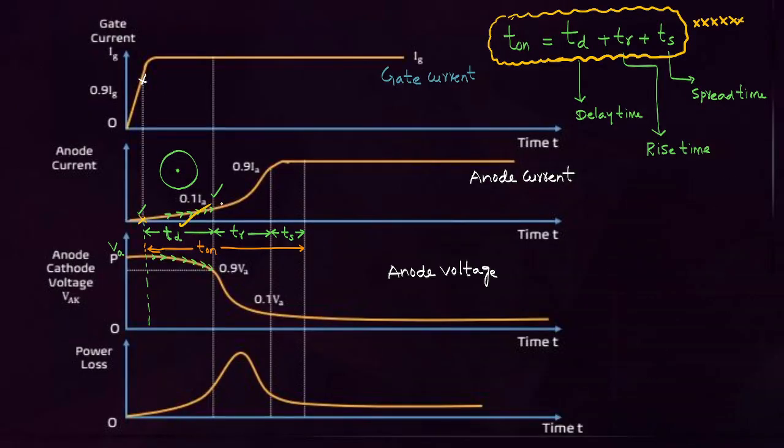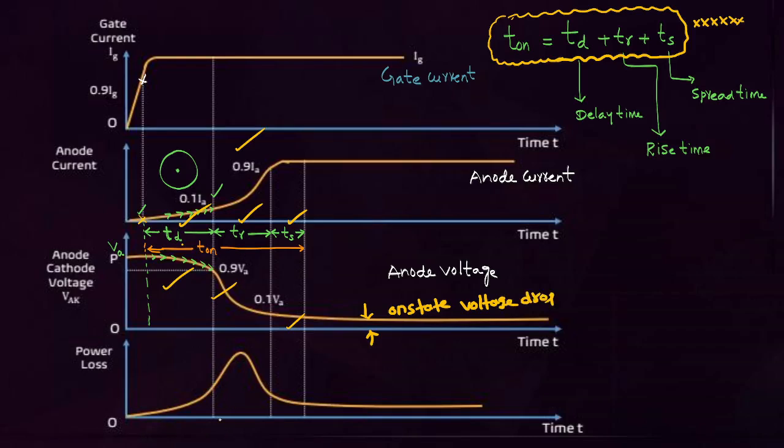This is delay time, this is rise time, this is spread time. During delay time, rise time, and spread time, how the currents are changing, that is the definition for delay time, rise time and spread time. How the voltages are changing, that is also part of the definitions. This drop is called the on-state voltage drop. During which time the power losses are high, that you have to concentrate.